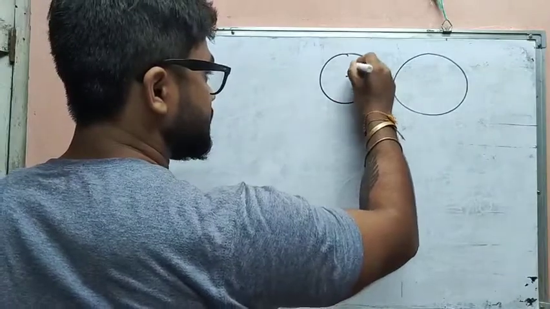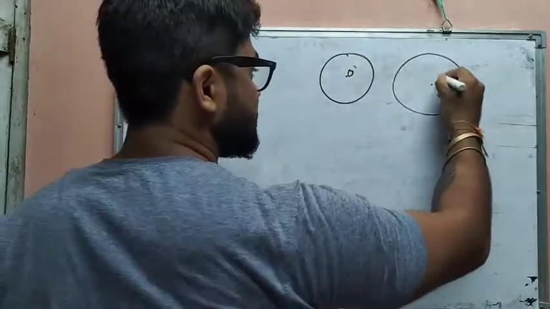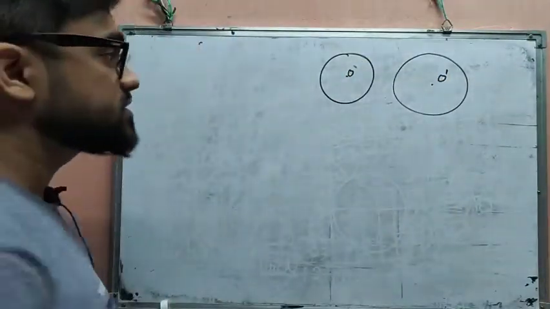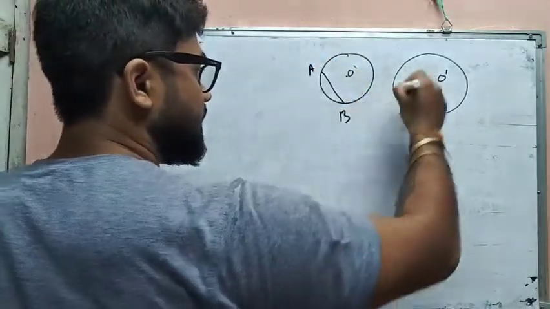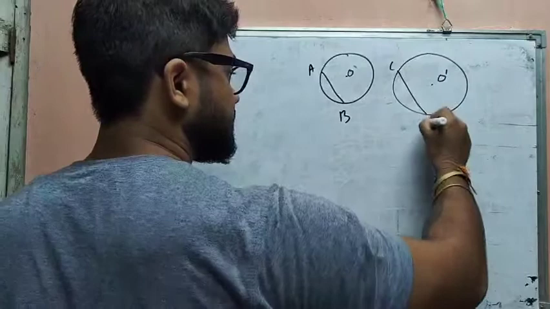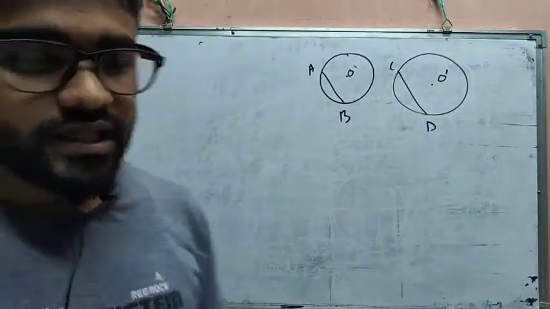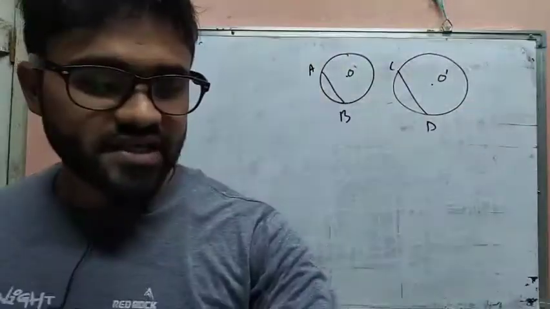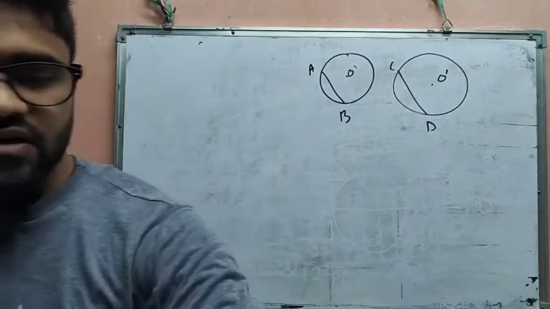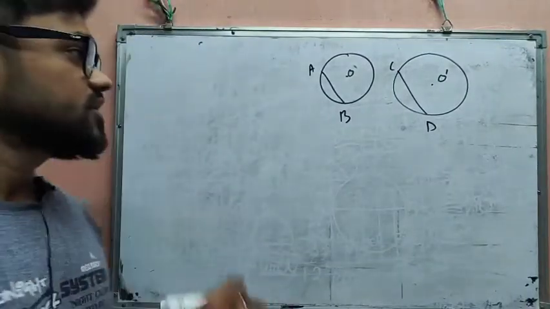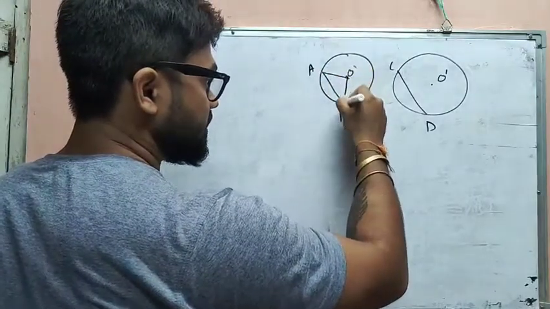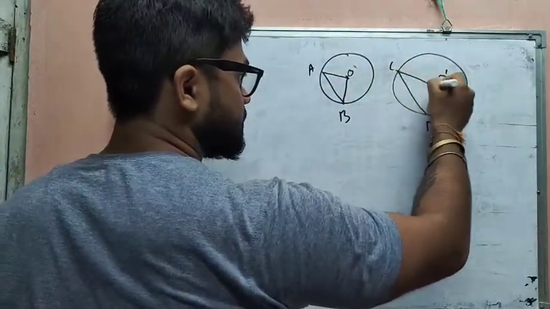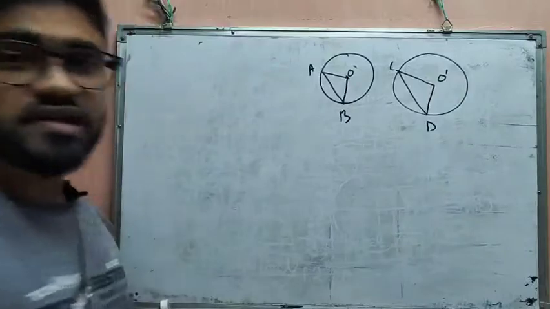Suppose this one has center O and this one has center O dash. Now consider two chords, AB and CD. Two circles are congruent if they have the same radii, because the equal chords of congruent circles subtend equal angles at the center. So for the angle at the center, you have to join the radii OA and OB, similarly OC and OD. You have to join these two radii.